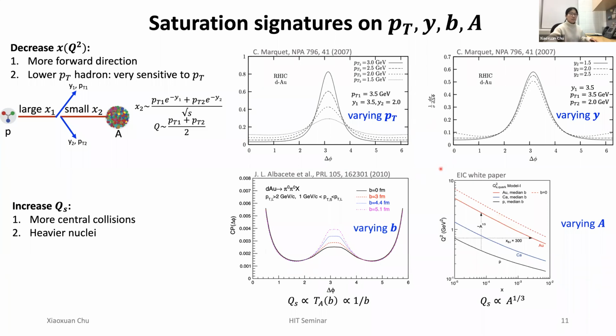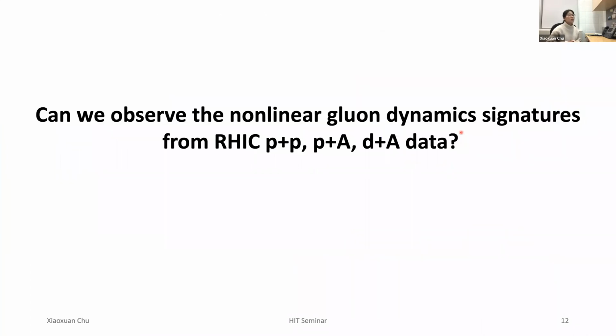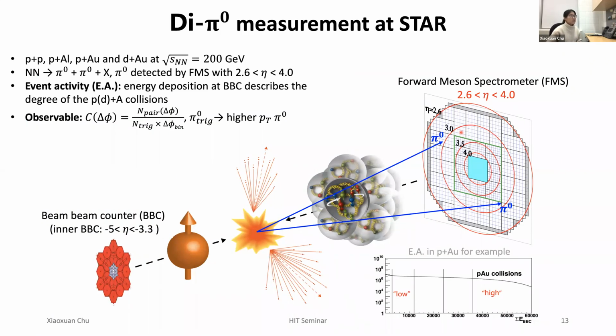So the next question is, from the experimental side, can we really see these detailed signatures of gluon saturation? I want to introduce the RHIC data of pp, pA, and dA collisions, and a little bit of the experimental setup. We measure two forward pi-zero correlations in four collision systems: pp, p-aluminum, p-gold, and d-gold collisions at 200 GeV. The two forward pi-zeros are reconstructed through the forward detector, the FMS. The rapidity coverage is 2.6 to 4. Then we can compare the measured back-to-back correlations in these four collision systems.